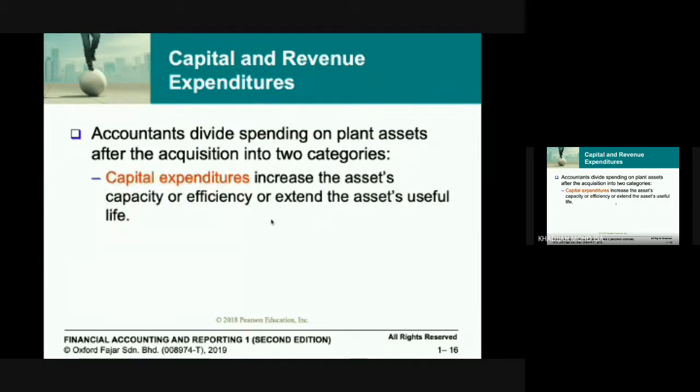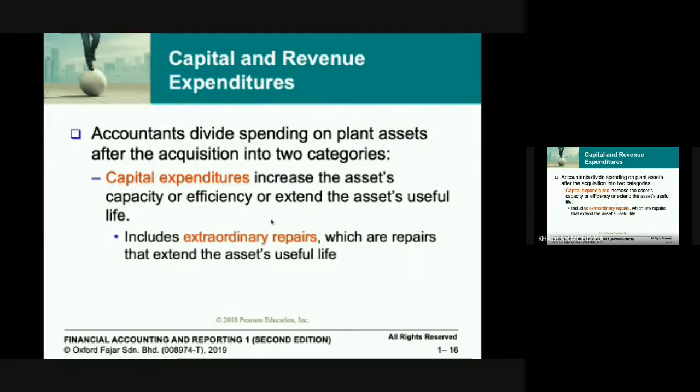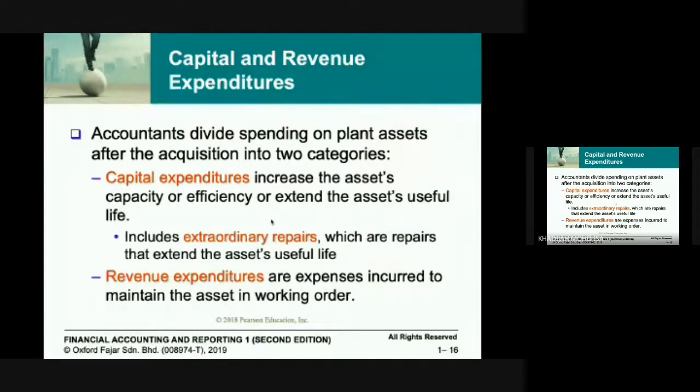which is the capital expenditure that will increase the asset's capacity or efficiency or extend the useful life, for example, extraordinary repairs, which are repairs that extend the asset's useful life. But the other one is what we call revenue expenditure, expenses incurred in order to maintain the asset in working order. This is normally what we call a maintenance expenditure, right?